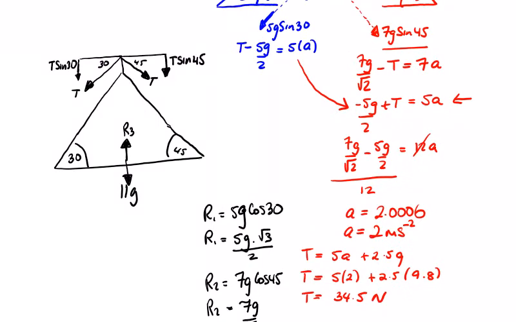Then R1 is over here, and we want the vertical component of this force. We have a 30 degree angle and we're adjacent to it, so we're looking at R1 cos 30. Similarly over here, we have R2 going in this way, and the angle is 45, so on this side we have R2 cos 45.